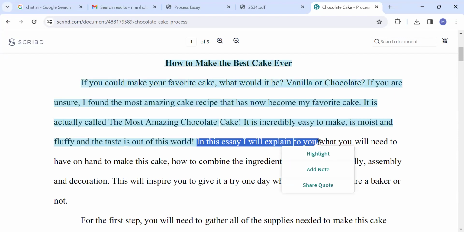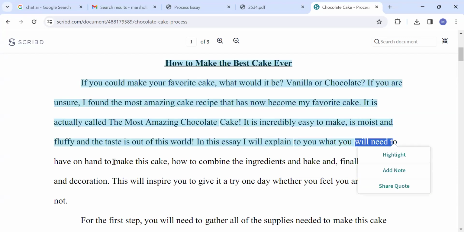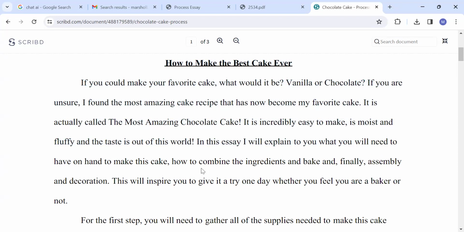So then the phrase used in this essay, I will explain, I particularly don't like that. I don't like any "in this essay." You will never find "in this essay" when you get to a higher level of writing. To me, this is more like a grade 6 student writing. So don't say "in this essay, I will explain." All you have to say is, to make the most amazing chocolate cake, you will need what you will need to have on hand to make this cake.